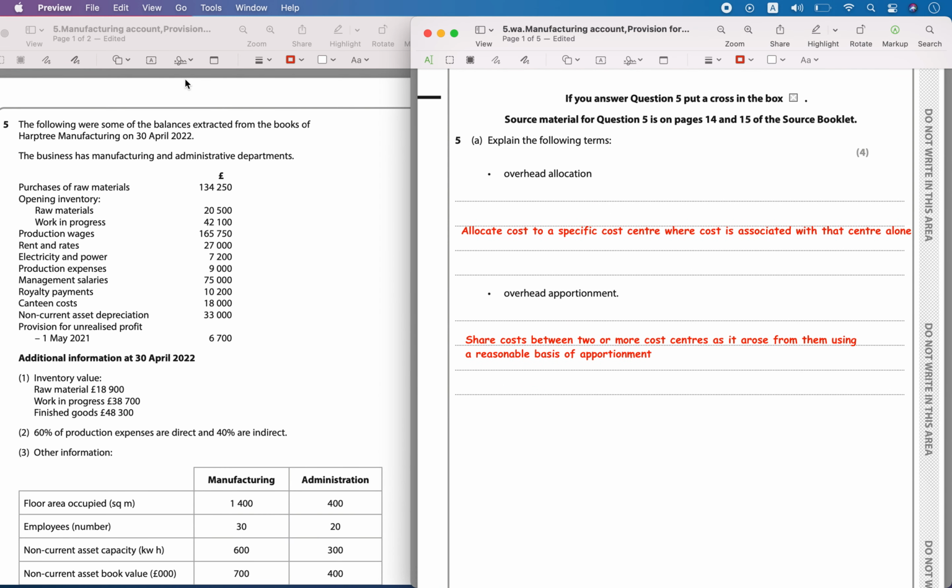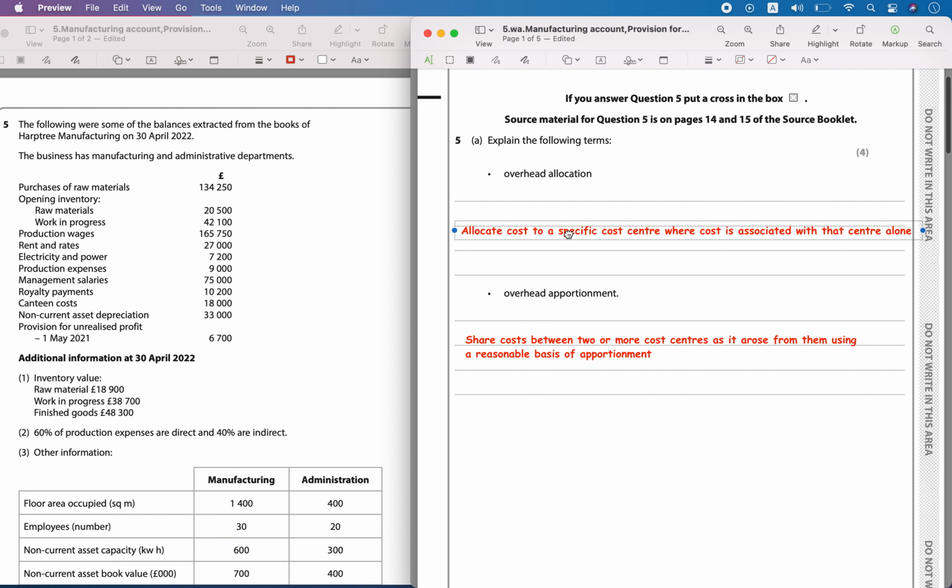Hello, today we are going to solve May 2022 paper question number 5. There is a manufacturing account for Harptree manufacturing. The business has manufacturing and administrative departments, and it has given the details. So let's start with part A.